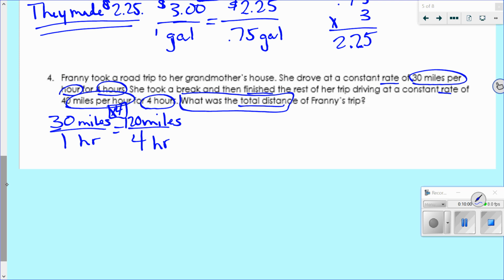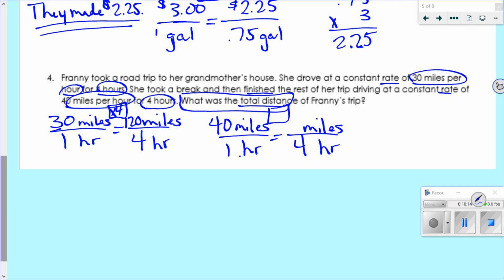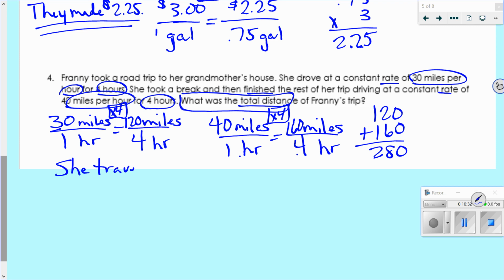Second part of the trip, she's doing 40 miles per hour. She's still traveling some number of miles in 4 hours. Our magic box, how do I go from 1 to 4? Times 4 gives us 160. But we're not done yet because it asks for her total miles. So I have to take the 120, add the 160, we get 280. So she traveled 280 miles.